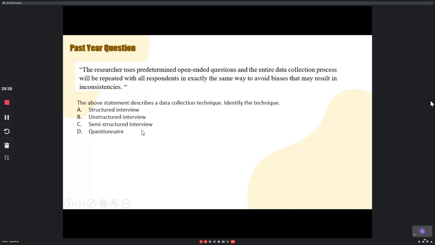Semi-structured interview: we have a set of questions, and based on this set of questions, we can add additional questions. That is called a semi-structured interview. In this case, we are asking open-ended questions. Most probably we interview, but the entire process is repeated exactly the same way. So it is a structured interview.